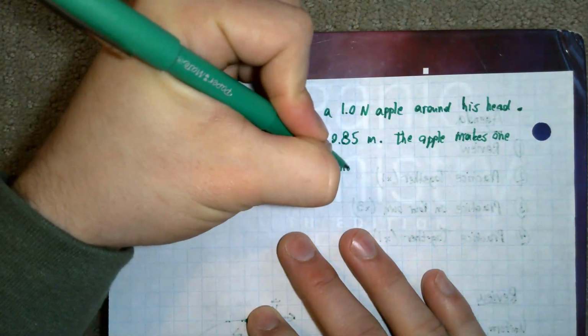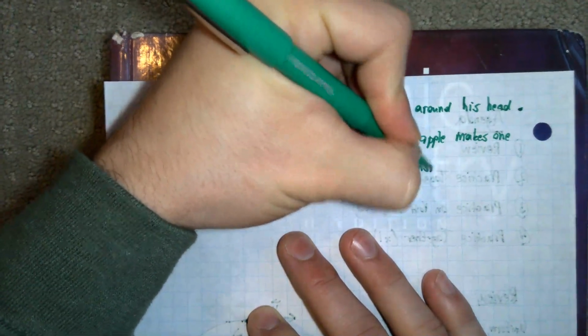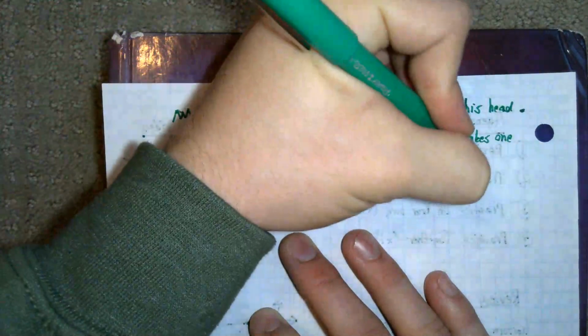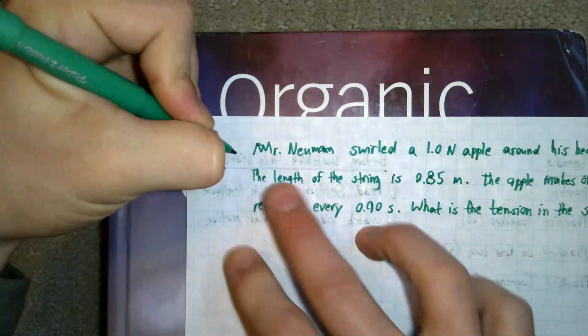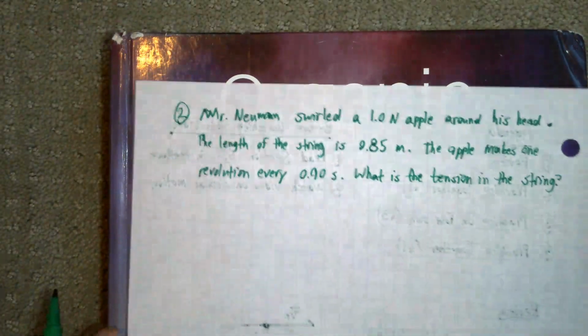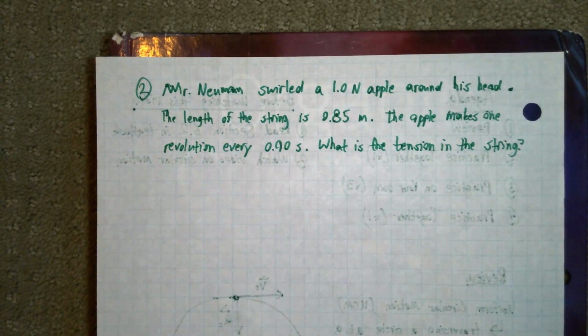What is the tension in the string? This is our work together problem that we'll be doing. So Mr. Newman swirls a 1.0 Newton apple around his head. The length of the string is 0.85 meters. The apple makes 1 revolution every 0.90 seconds. What is the tension in the string? Before listening to my explanation, I encourage you to try to solve this problem on your own.